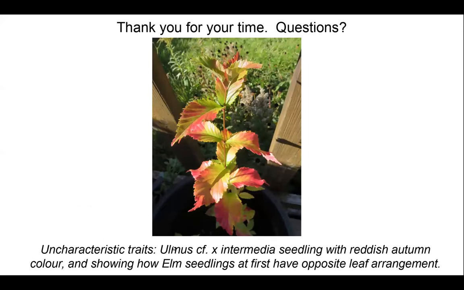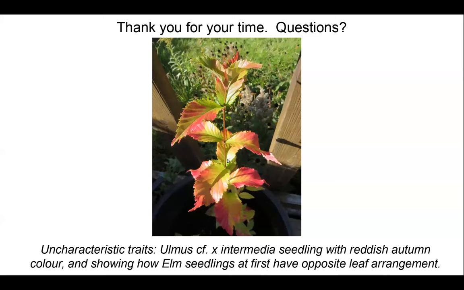I'm just gonna show one more weird thing. This is an elm seedling, and notice it's turning red and yellow, but the red came first in autumn. I've never seen that before. This, I believe, is a hybrid Siberian elm with slippery. I picked it off a slippery tree in the city, probably pollen from a Siberian elm as the father.